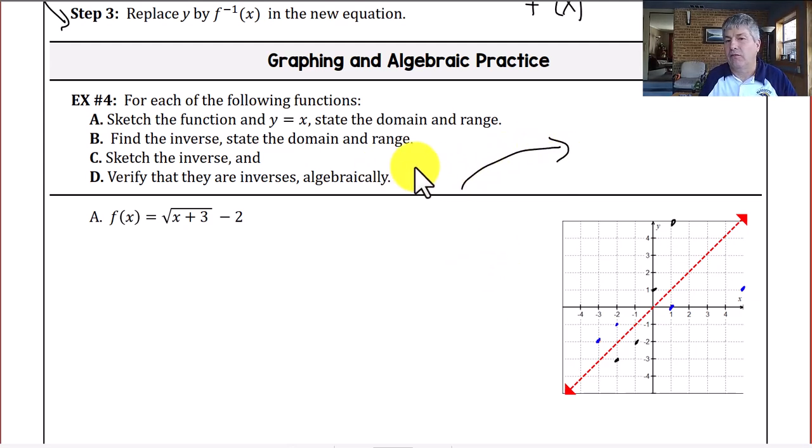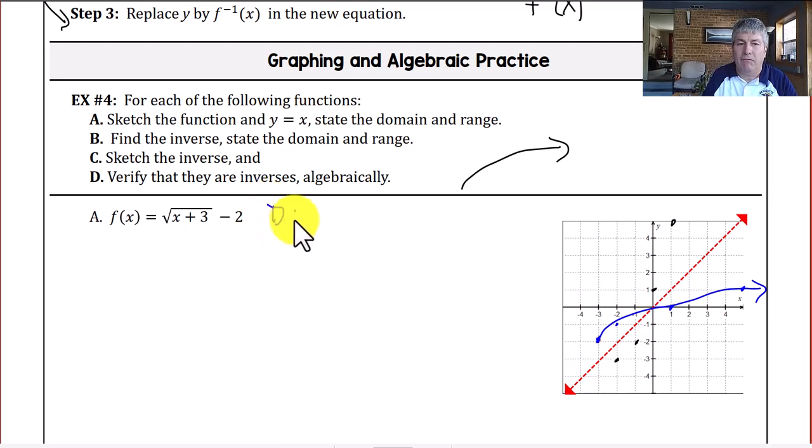So this is going to pass the horizontal line test. This is going to be 1-to-1. In fact, this function has just been shifted left 3 units and down 2 units, which I have here in blue. So the graph of our original function, we shifted 3 left and down 2, and I have plotted those points, and there is a graph of f of x equals the square root of x plus 3 minus 2.